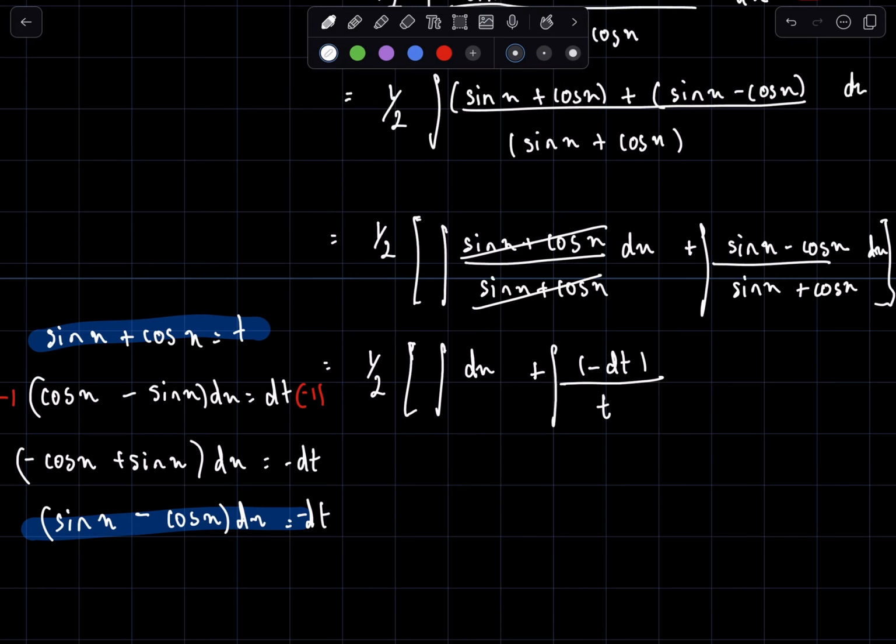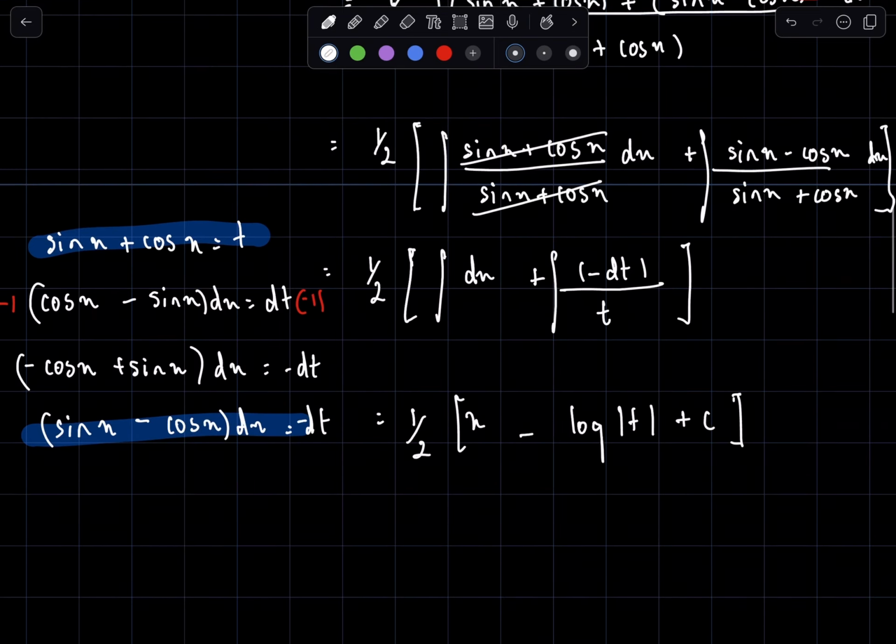So we have to integrate these two, which is equal to half integral of dx is x, you know that, right? Plus, now the minus comes out, so this is negative integral, so this is log of t, and then you have plus c. Now you substitute your t. What was your t value? Sine x plus cos x, which is equal to half of x minus log of sine x plus cos x plus c.